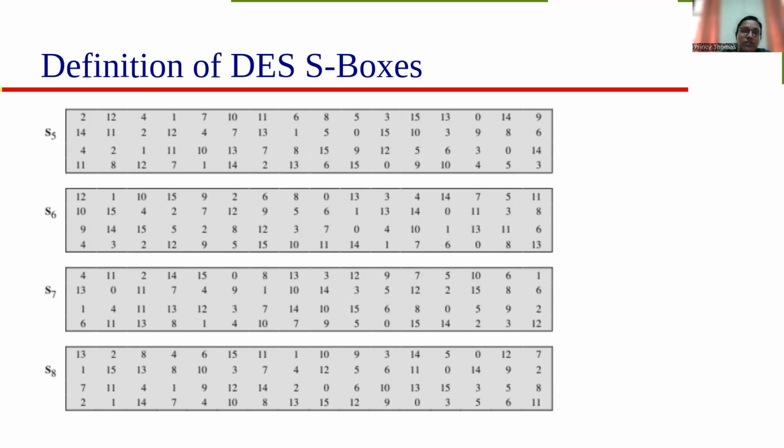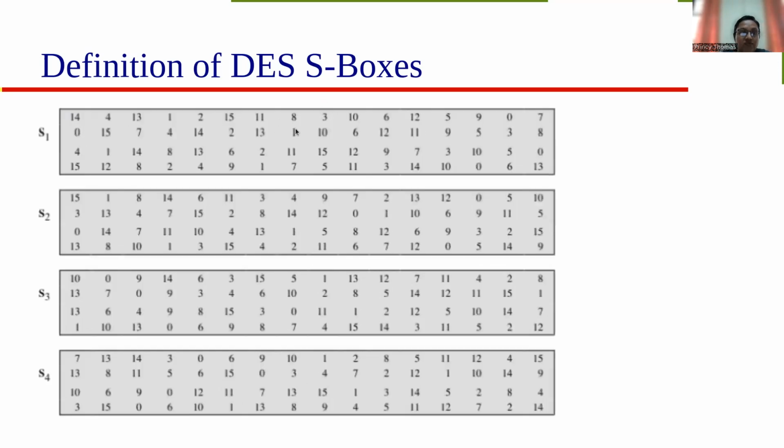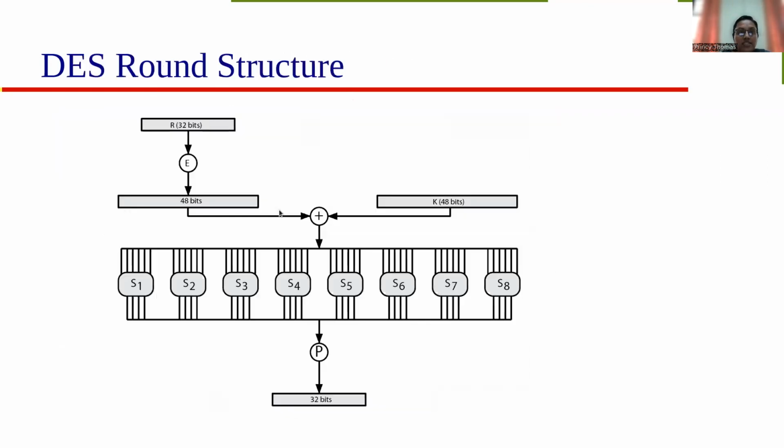How exactly these values are given, we do not know. Okay, and similarly, you can see over here, the next 6 bits is given as input over here to S2. The middle 4 bits will designate the column of the S table, and the first value and the second value clubbed together will give you the row.